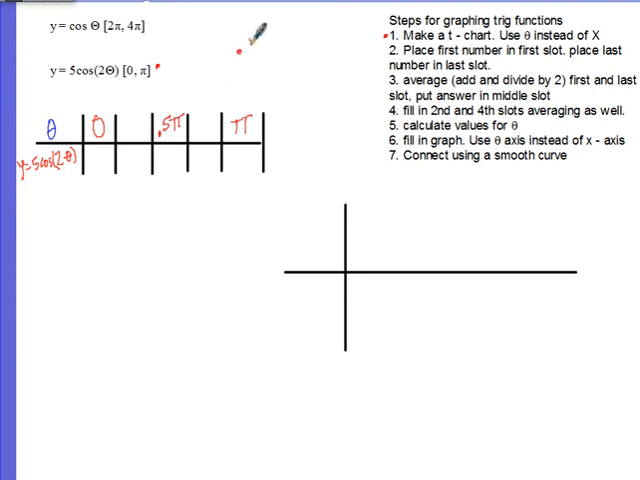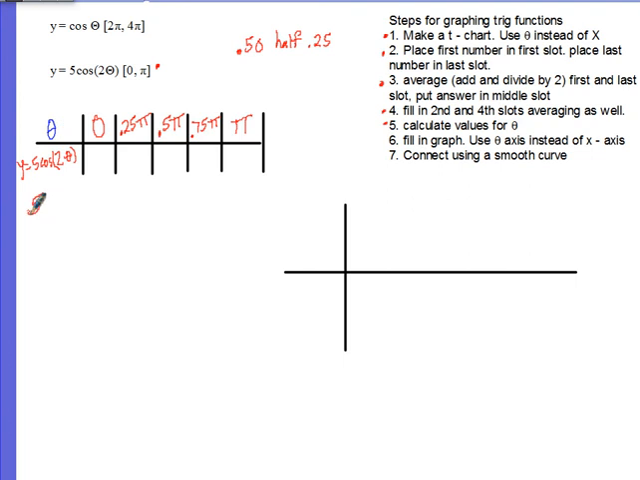When you say 0.50, what's half of 0.50? Half of 50 cents is going to be 25 cents. So right here is going to be 0.25 pi. And then right here, what's half of this? So I have $1, I have 50 cents, so half is going to be 0.75 pi. So I put my first number in the first slot, last number in the last slot, I averaged, I filled in my second and fourth. Now I have to calculate.